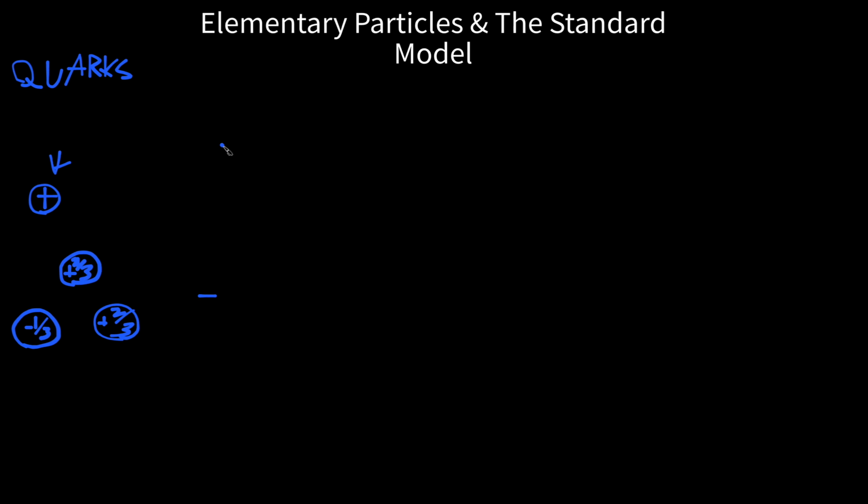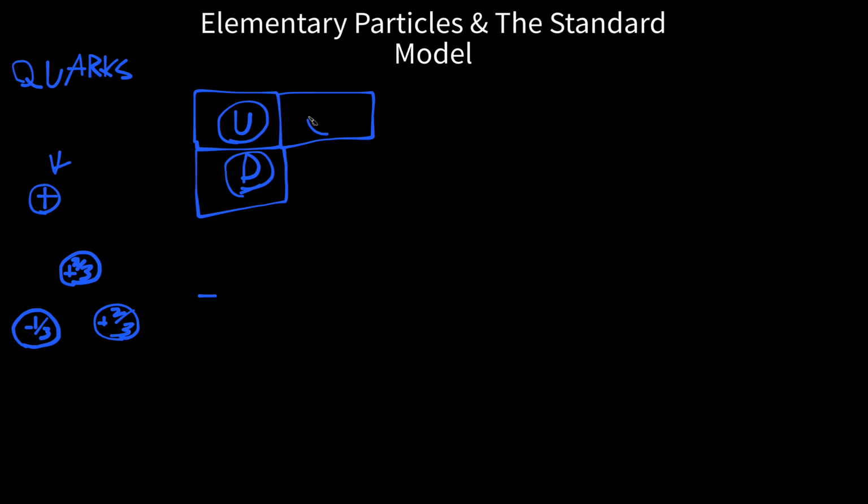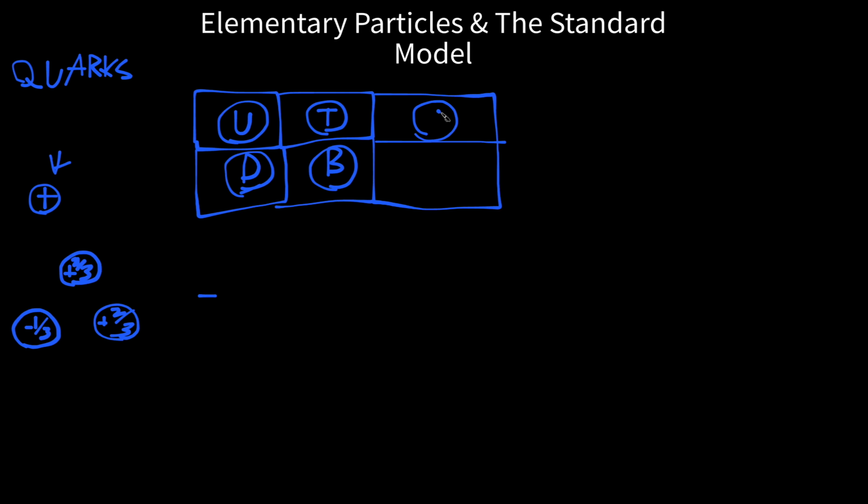Now that we have that out of the way, let's discuss the 6 quarks that exist. They have quite interesting names. There is up, down, top, bottom, charm, and strange.